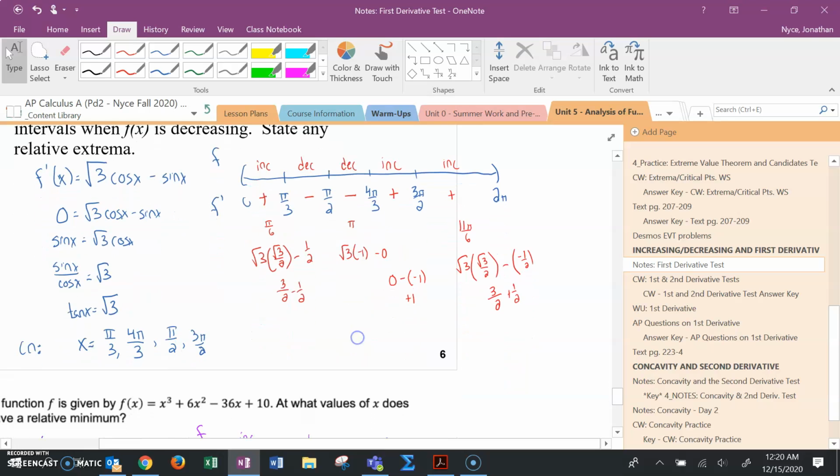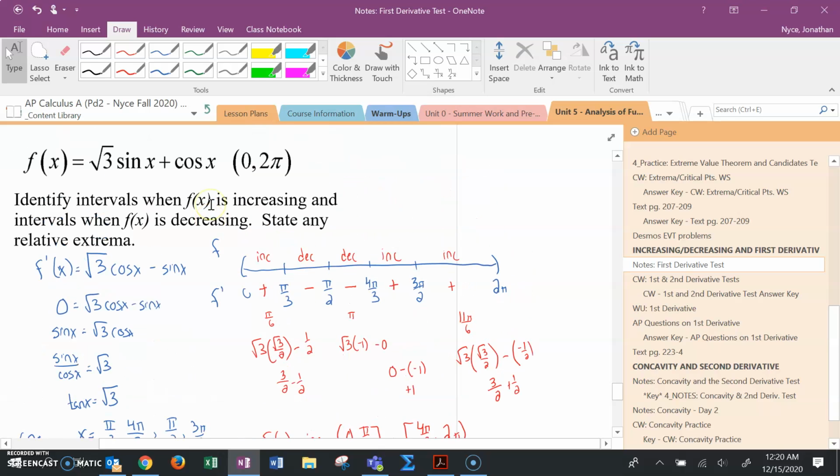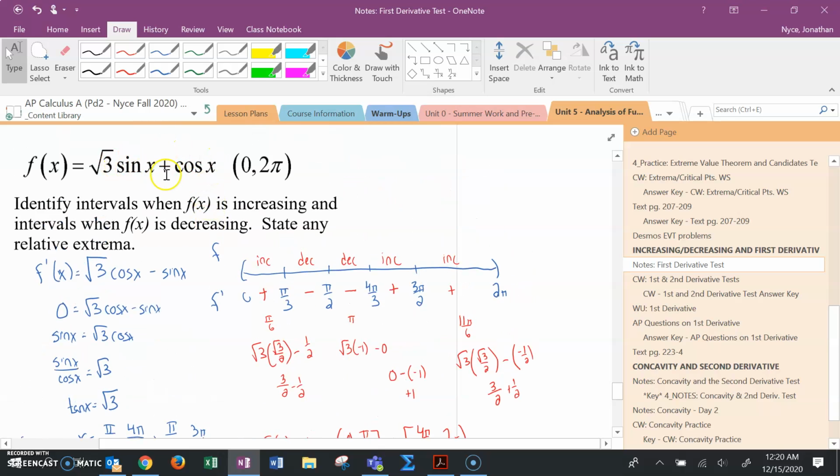So all said and done, this function is going to be increasing on the interval from 0 to pi over 3, and also from 4 pi over 3 to 2 pi. Again, 3 pi over 2, we don't have to pass over that number. 3 pi over 2 is okay in the original function. So the original function does exist at 3 pi over 2.